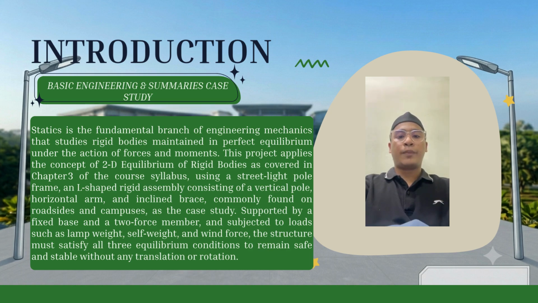the course syllabus, using a straight-line pole frame and L-shaped rigid assembly consisting of a vertical pole, horizontal arm and inclined brace, commonly found on roadside and campus as the case study, supported by a fixed base and a 2-force member and subjected to loads such as lamp weight, self weight and point force. The structure must satisfy all 3 equilibrium conditions to remain safe and stable without any translation or rotation.